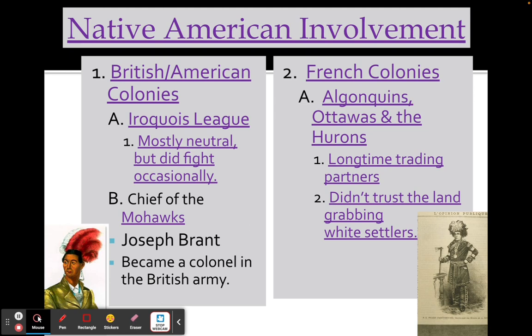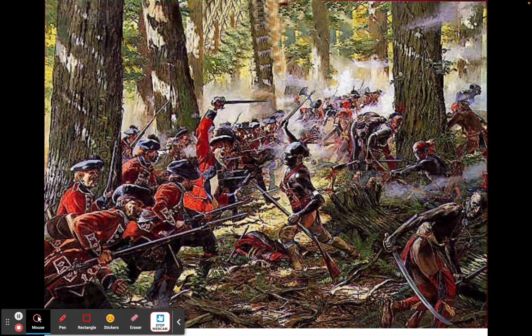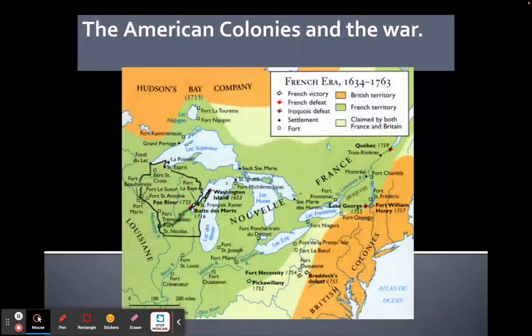The French, on the other hand, have the Algonquins, the Ottawas, and the Hurons. They had long time been trading partners with the French. They did not trust the British, who they believed were only out for their land. So the war is actually going to last quite some time. And a lot of the battles, like you see in the picture here, are British troops, British militia, American militia fighting Native Americans on behalf of the French. It would be very deadly and kind of ruthless fighting in the Ohio River Valley.